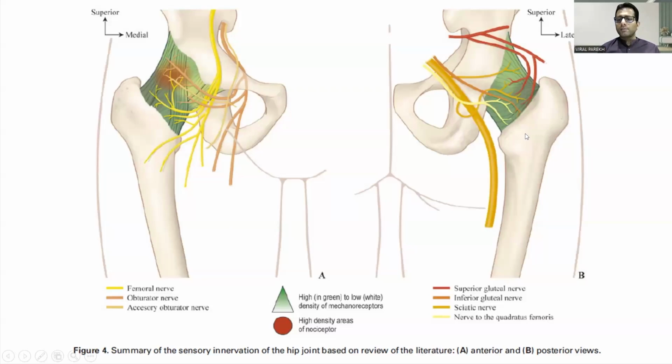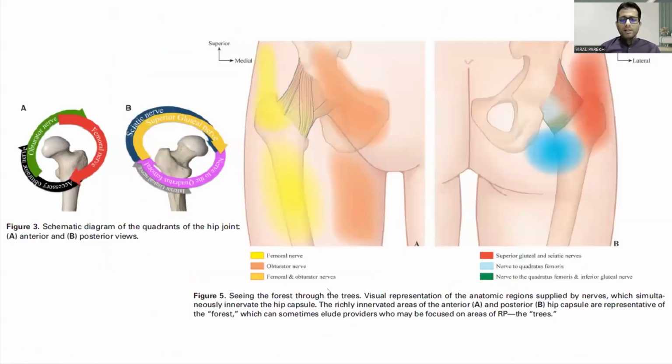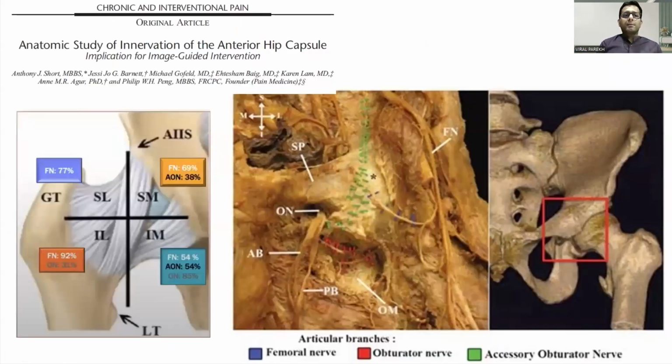And this is the posterior image which is showing innervation of the posterior capsule from the superior gluteal nerve, inferior gluteal nerve, sciatic nerve, and nerve to quadratus femoris. And this is a similar image which shows the dermatomal and the capsular innervation from the femoral nerve, obturator, and the accessory obturator nerve. So the block which I'm talking about is the PENG block.